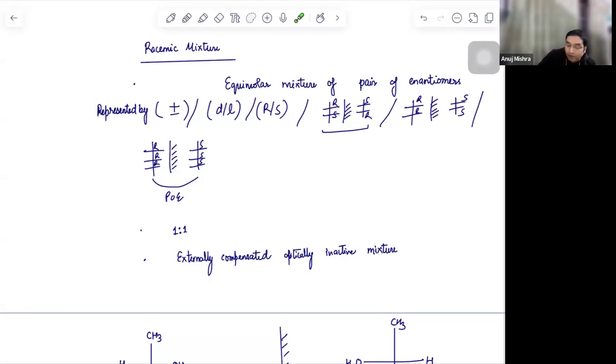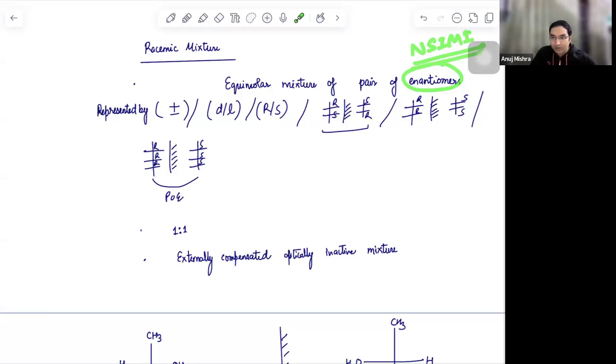Equimolar mixture of a pair of enantiomers, represented by plus minus, DL, RS, RSSR, RRSS, RRRSSS combination. Everything is covered in this one. So equimolar mixture of a pair of enantiomers. What are enantiomers? Non-superimposable mirror images.